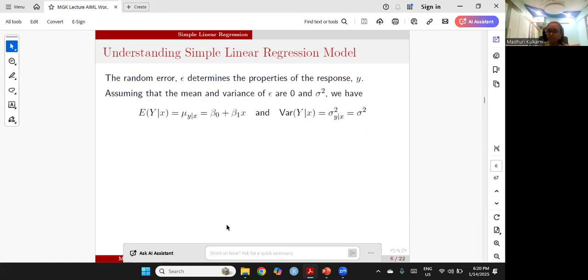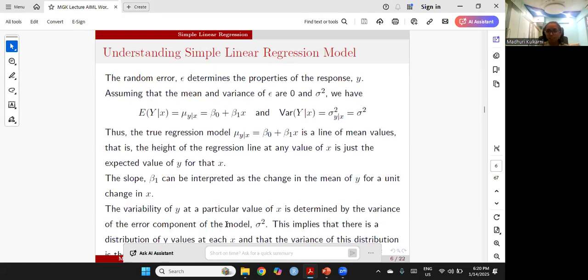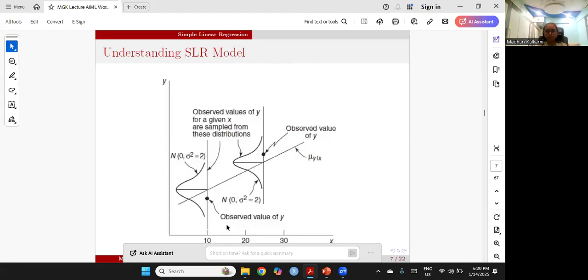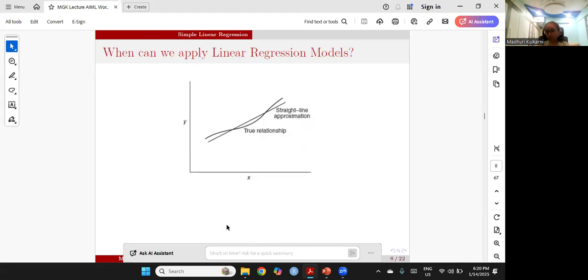So this is a technical slide, we can skip it. Okay, now, but yeah, this one is important. When can we apply a linear regression model? In your data, how do you decide whether a linear regression model is applicable or not?